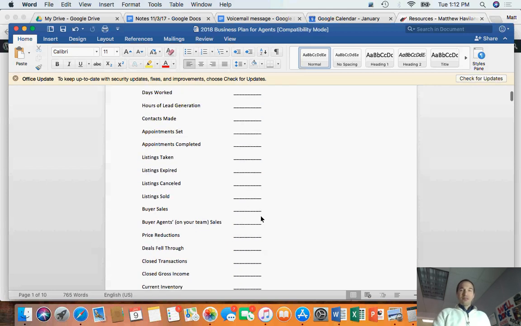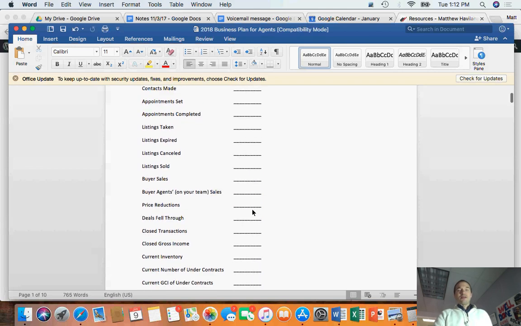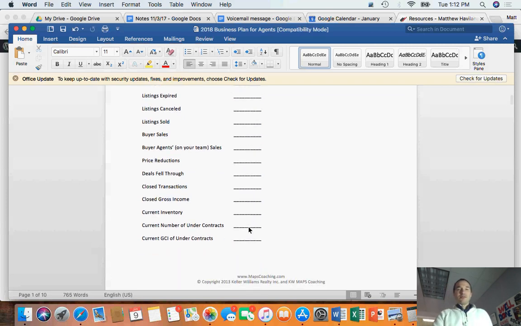How many appointments did you complete? How many listings taken? How many listings expired? How many listings canceled? How many sold? How many buyer sales? Number of buyers agents on your team? How many price reductions did you get? How many deals fell through? Closed transactions, closed gross income, current inventory, how many listings do you have currently? Current number of under contracts and current GCI of under contracts.